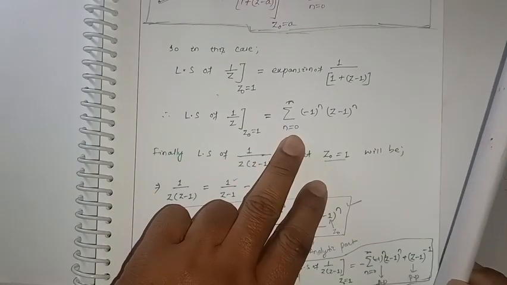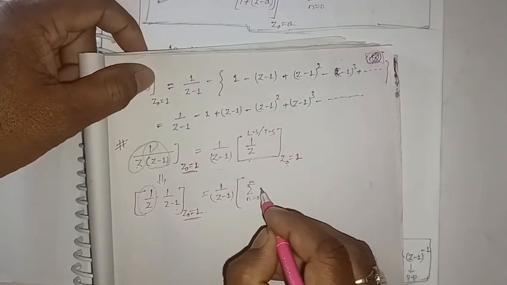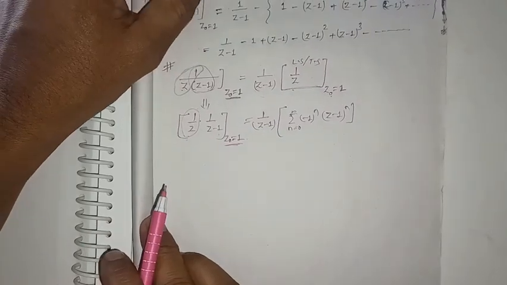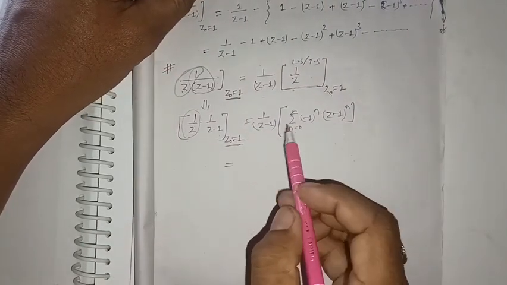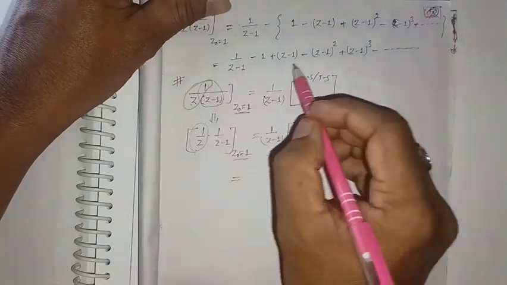Okay, I'm going to write that one. That is your summation over n equal to 0 to infinity of (-1)^n (z - 1)^n. You just open this bracket, or you just write the expansion form and multiply by 1 by (z - 1). We can find the same series.